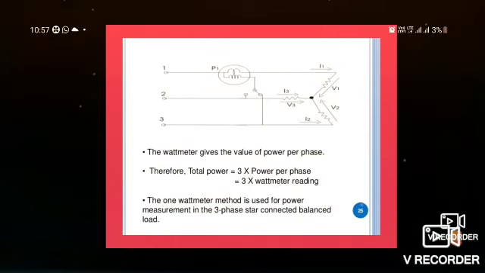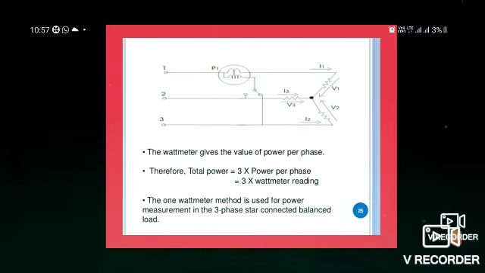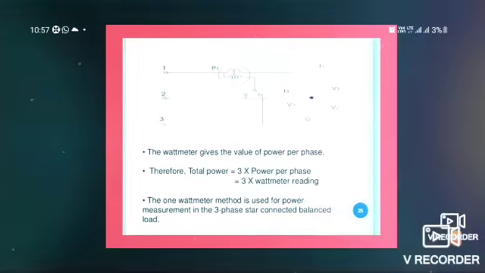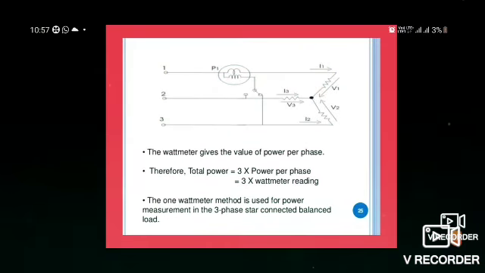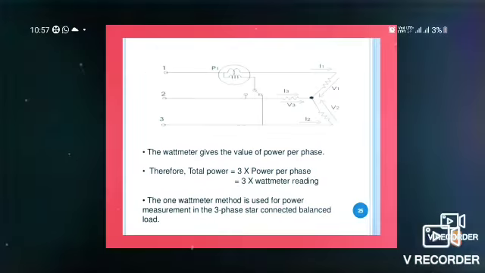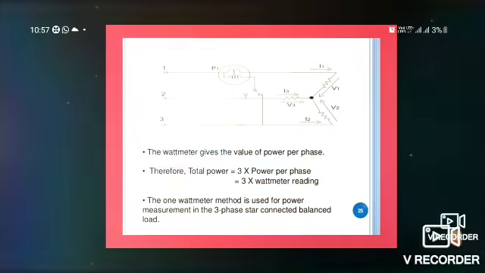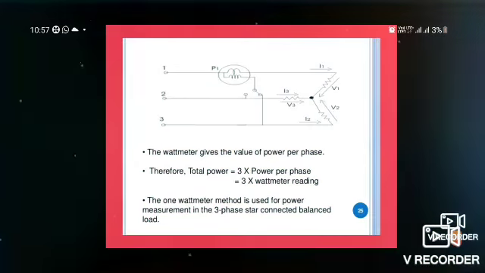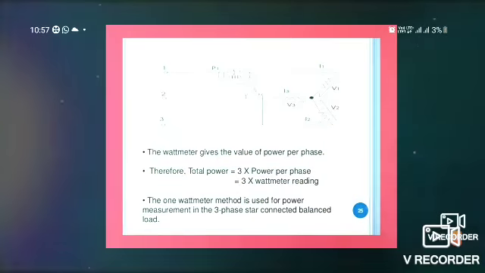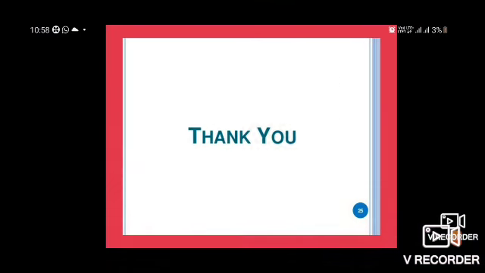It is the diagram for the single wattmeter method for a star connected system. The wattmeter gives the value of power per phase. Therefore, total power equals 3 into power per phase. Therefore, 3 into the wattmeter reading gives the power measured in the three-phase system. That is, the one wattmeter method is used for power measurement in the three-phase star connected balanced load only.